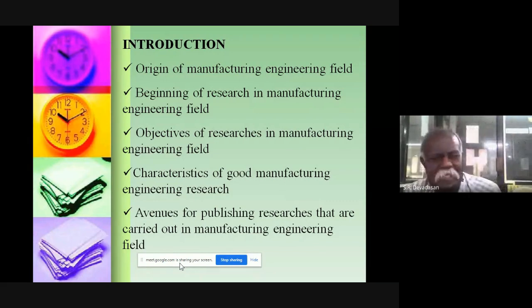There is no scarcity for publishing our research in the form of research papers. So whether we are teachers or working manufacturing engineers, on one side, we can keep on publishing our research in journals, and also present papers in conferences.